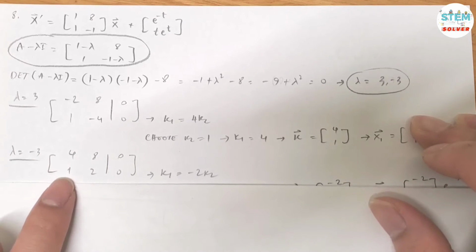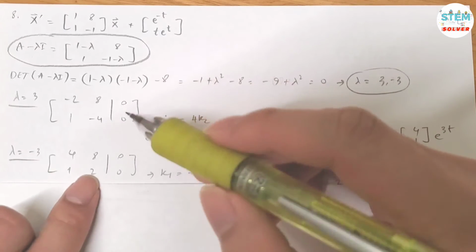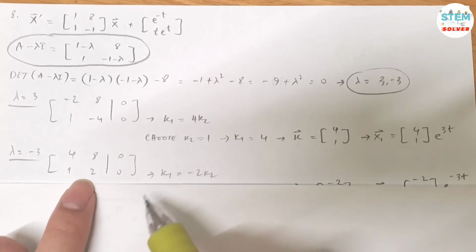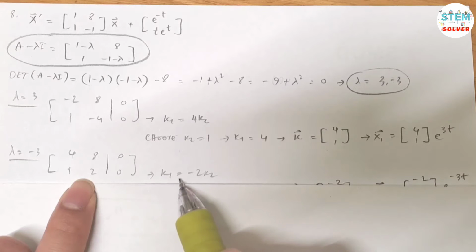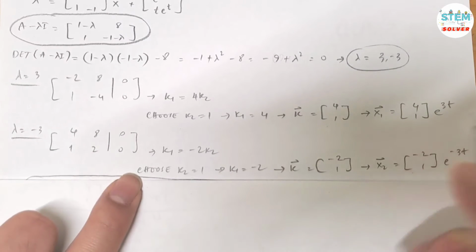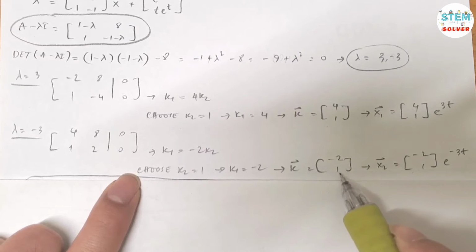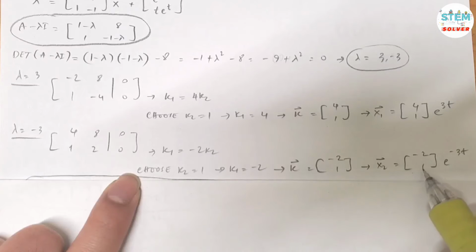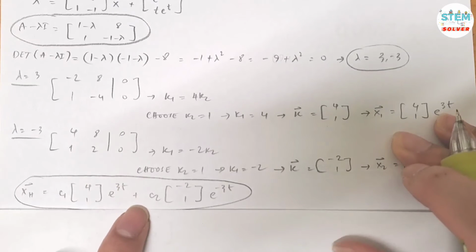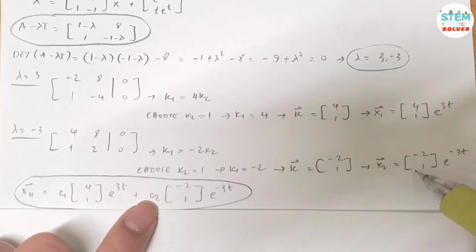And now you are going to repeat this process for lambda equals negative 3, plug it into here, augmented with 0. Again, from the second equation, I know that k1 equals negative 2k2. If I choose k2 as 1, then k1 is negative 2, then vector k is (-2, 1), then vector x2 is (-2, 1) e to the negative 3t. Okay, so my homogeneous solution is equal to c1 times vector x1 plus c2 times vector x2.